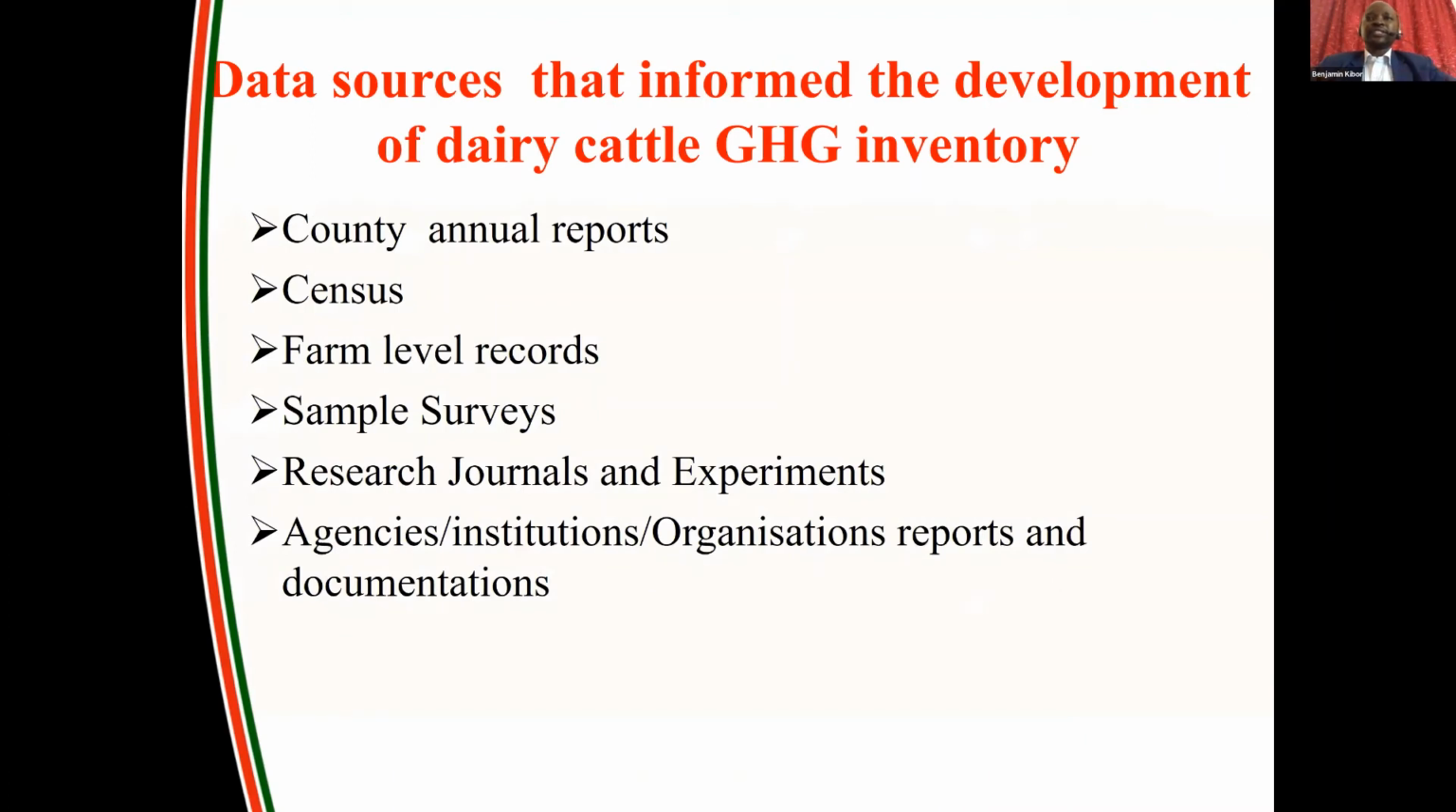And the data sources that inform the development of the daily greenhouse gas inventory were from county annual reports, census. We had 2009, that's where livestock was. We also have records, farms, and then sample surveys. There are research agencies and institutions, reports and documents like KALRO, which is our agricultural research institution, and also ILRI, which does a lot of research in livestock in Kenya and other regions of the world.